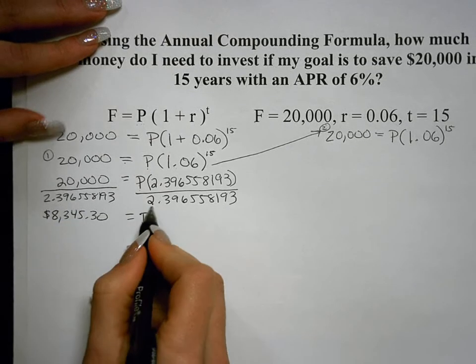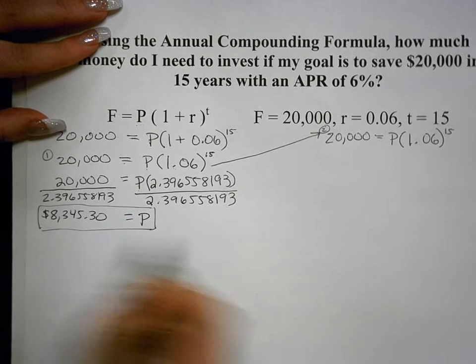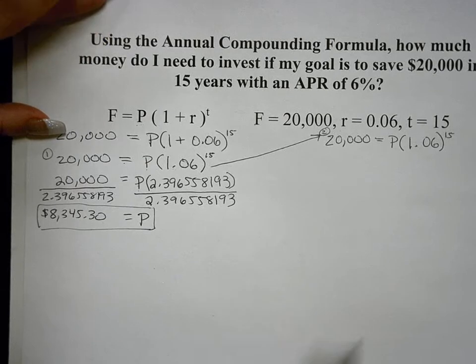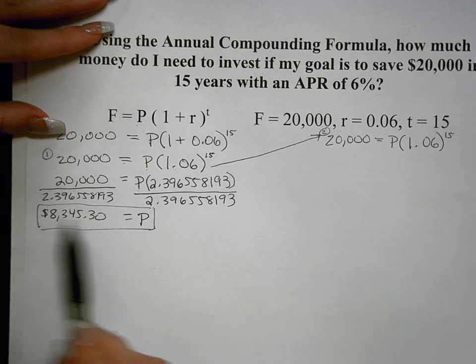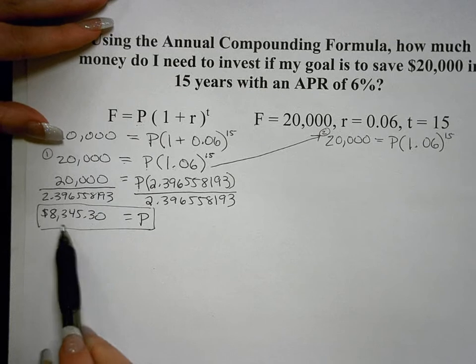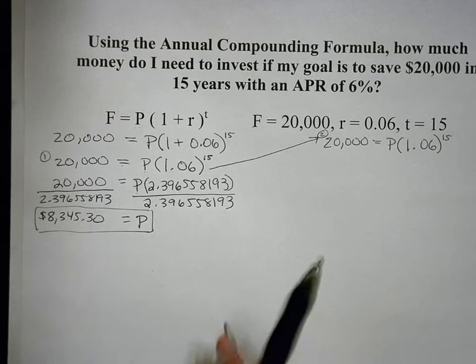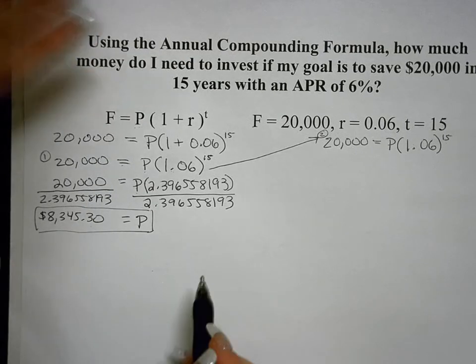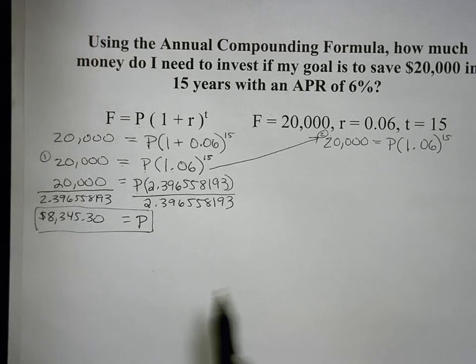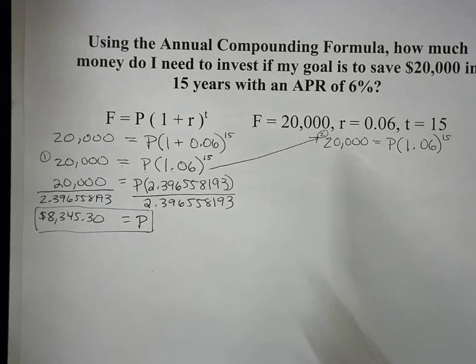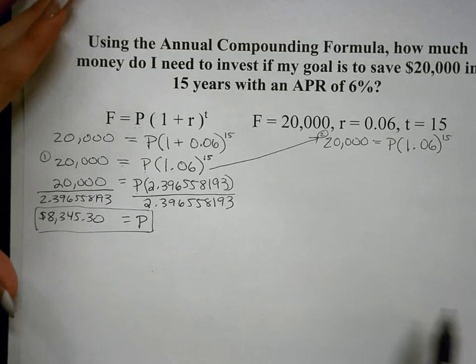$8,345.30. So this is what our principal needs to be, our present value of money that we need to invest now in order to save $20,000 using the annual compounding formula. If I have $7,500, that's about $845.30 more than the amount of money I have now. So I'm just going to have to come up with a little bit more money in order to achieve my goal. But let's look at a different way of solving this particular problem.